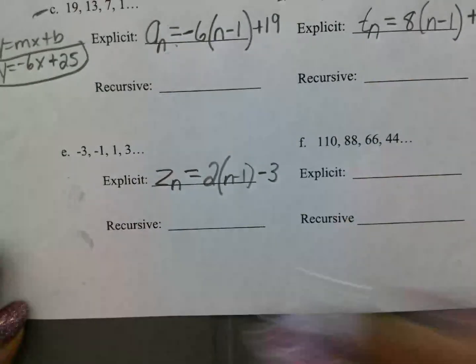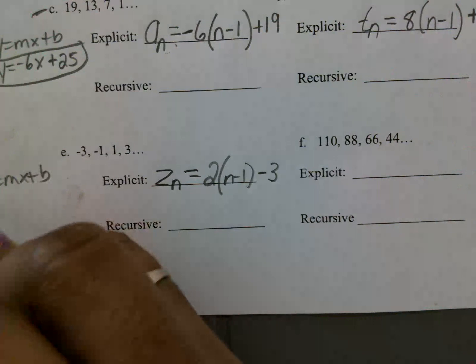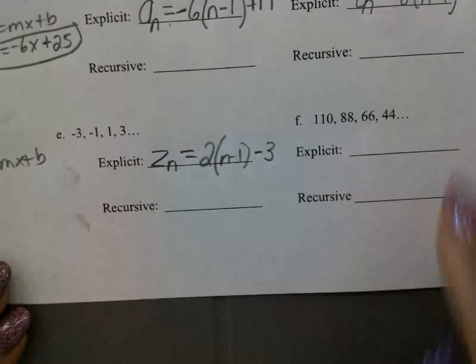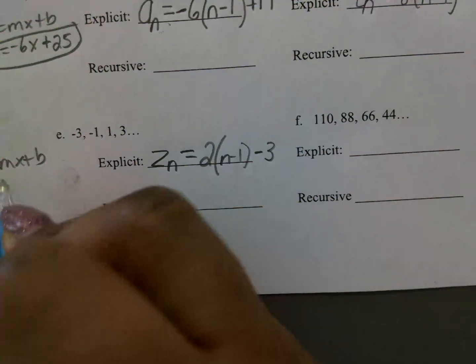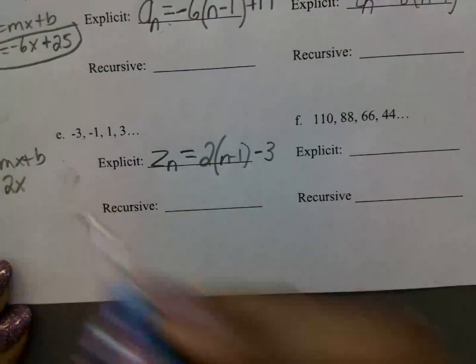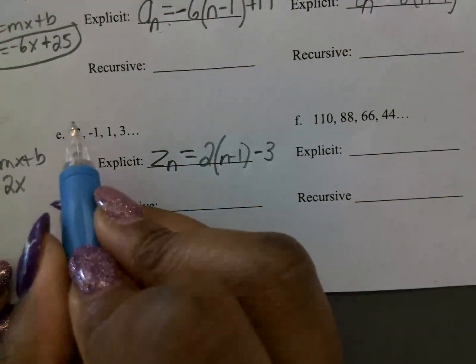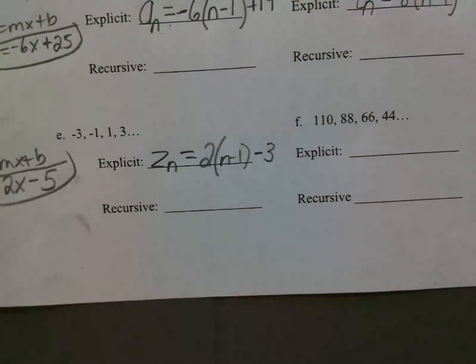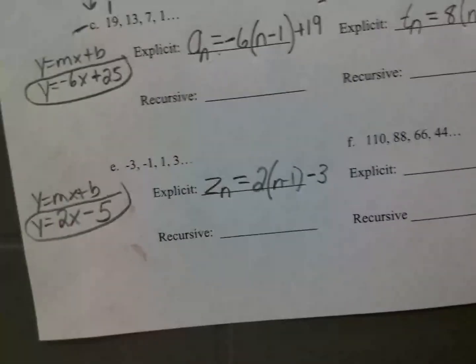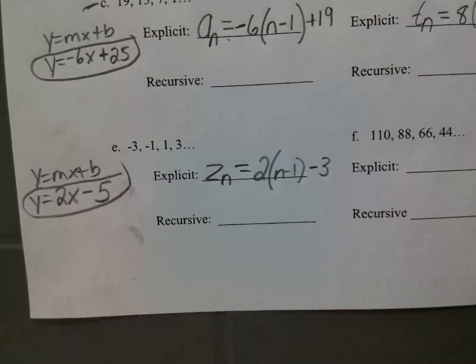Let's write it in slope-intercept form. That's y equals mx plus b. Y is equal to, what's the slope? What's the slope? 2. So we got 2x. And then what's the starting amount? Negative 5. That's minus 5. Raise your hand if you got that right. Okay, good.